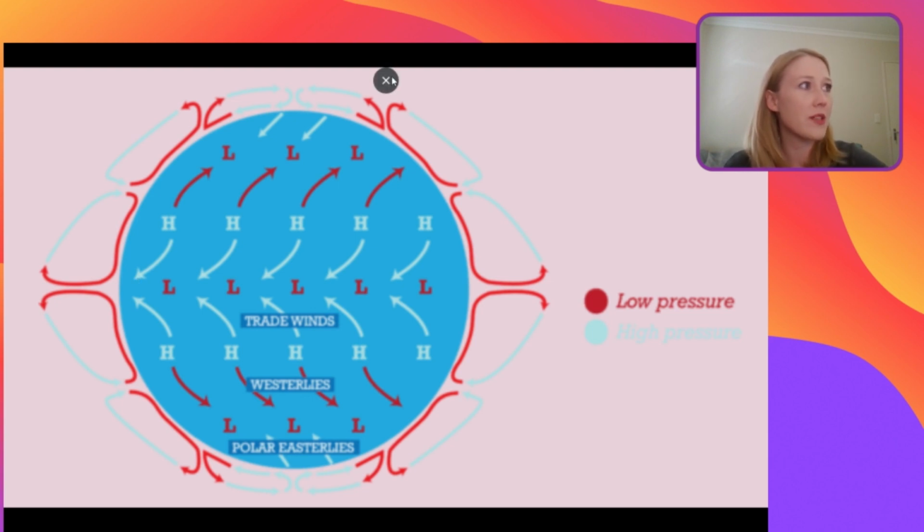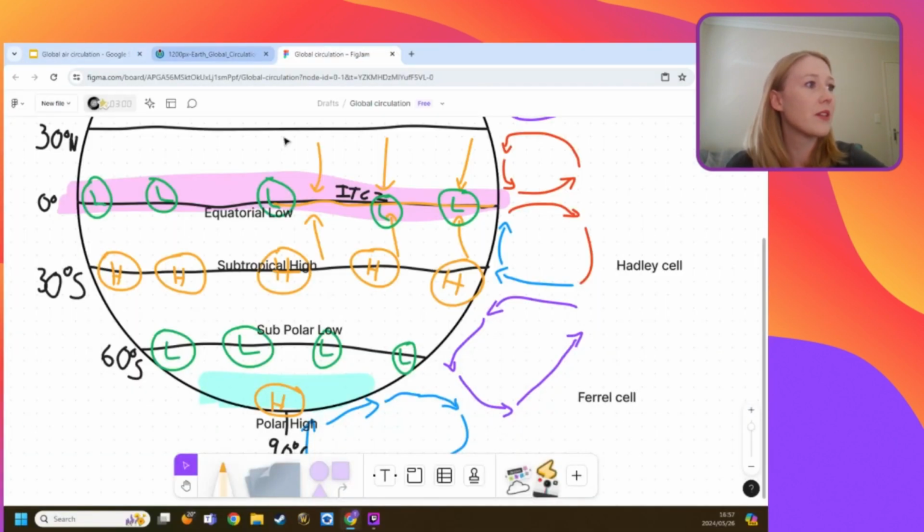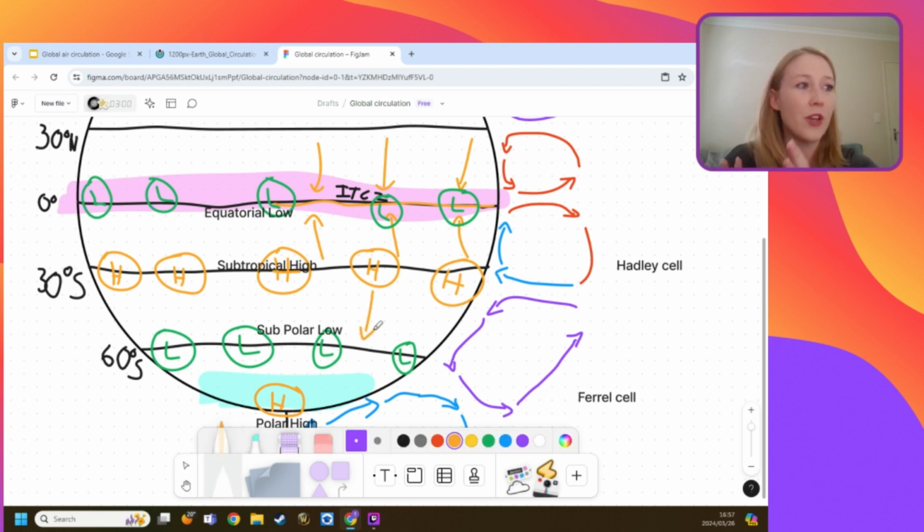So I'm going to go back to our sketch, and I want to point out the orange arrows that we had in here earlier on. And you can see how it's blowing from the high towards the low. And it goes in the opposite direction as well. Well, I mean, towards the south as well. From the subtropical high towards the subpolar low.